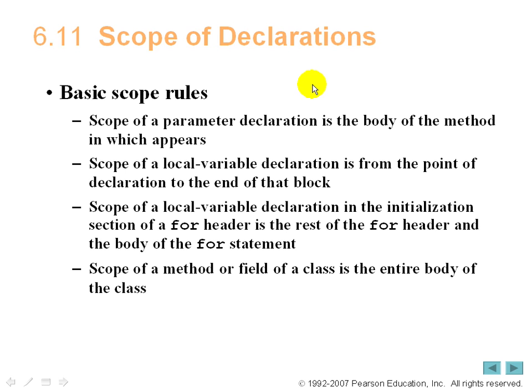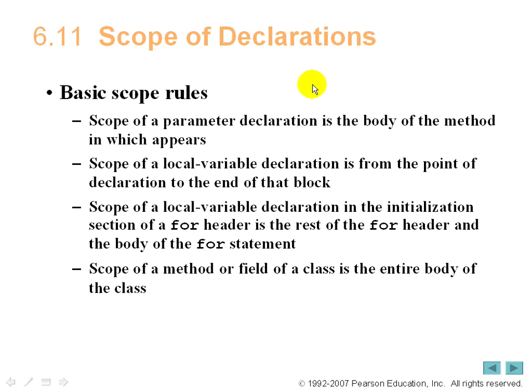Scope of declarations. Java has some basic scoping rules that you need to be aware of to properly construct your classes and understand where you have access to certain identifiers in your classes. So first of all, let's overview what those basic scope rules are.